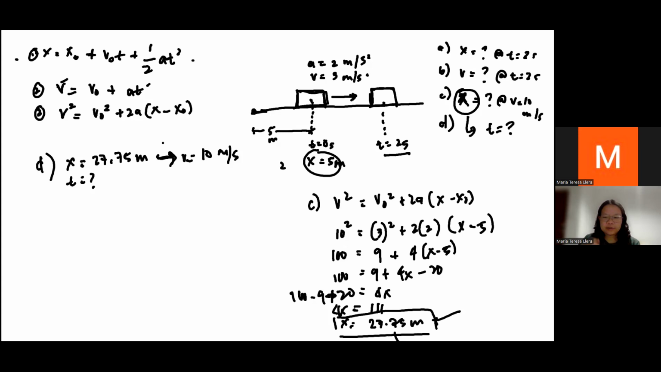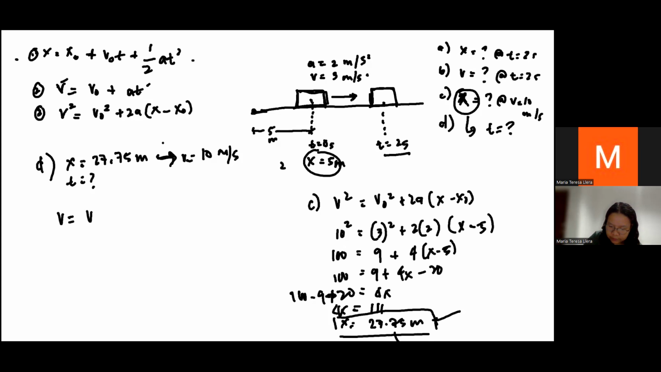Okay? So this could be a lesson. We don't always have to use the data that we're given, as long as we have all the data for the variables in that equation. So in this case, we know the v at this position, at x equals 27.75. So we can actually use the second formula. So okay, let me try.